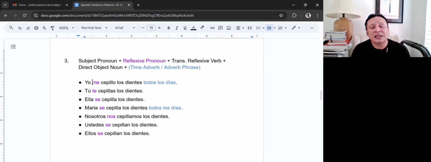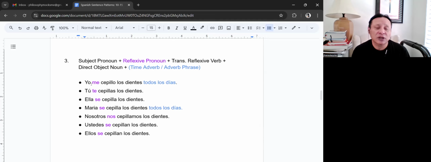So this is the same thing in Spanish. I don't need to say I brush my teeth. Like in English, we would say I brush my teeth every day. But because the Spanish is using the reflexive verb, it's understood that it's your own teeth. So we're really just saying the teeth, but understood as your own teeth. So: yo me cepillo los dientes todos los días. I brush my teeth every day.